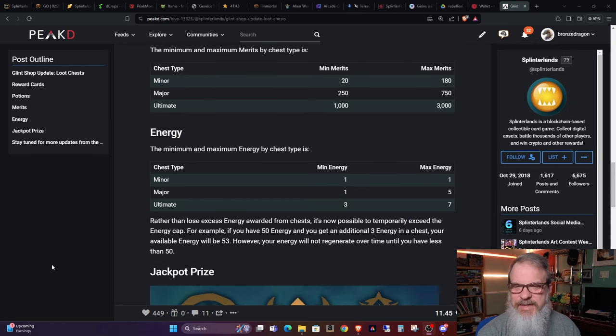So okay, also we talked about the energy. This is a new thing within the game, and I want to do a whole episode on how this is going to affect the game. However, you can expect in a minor chest getting one energy per chest if you draw that, and up to the ultimate you can get between 3 and 7 energy. Keep in mind that once you go over that 50 level, with your extra energy, it will not start ticking back up until you go below 50. So it's kind of a game you're going to have to play there. If you get the extra energy, use it. My takeaway is use it, get some more matches under your belt, and increase the SPS you're bringing in, hopefully, if you win. So that's my takeaway there.